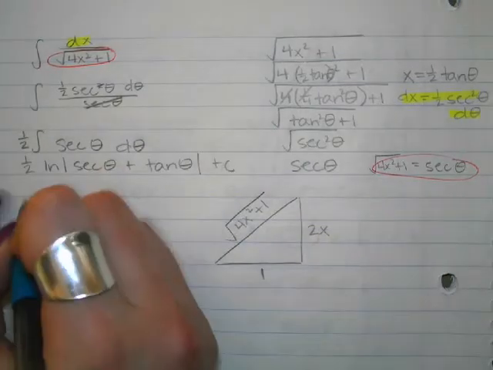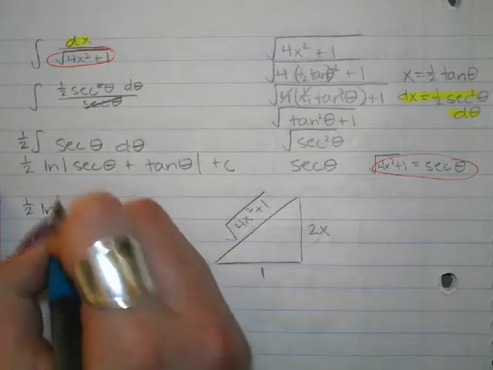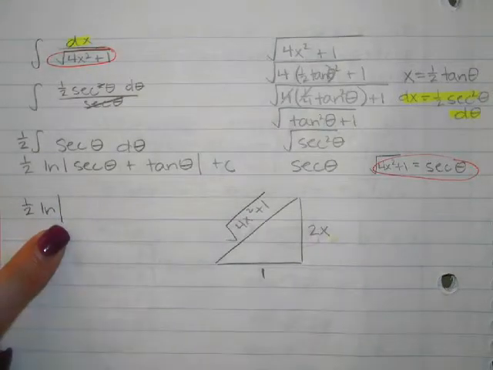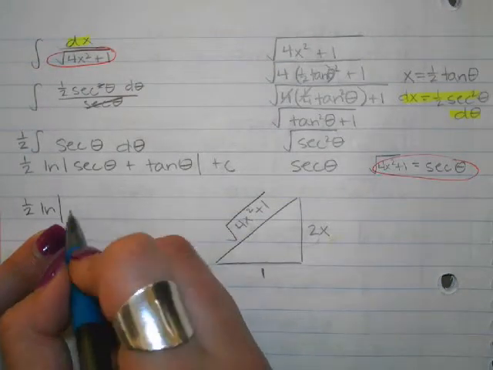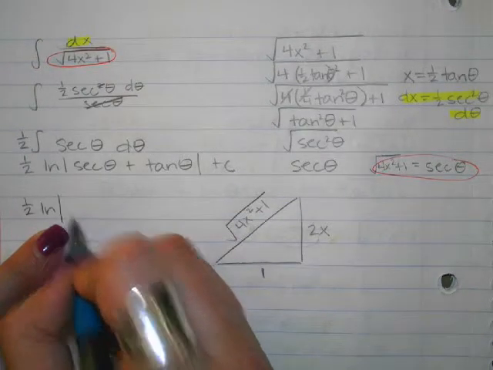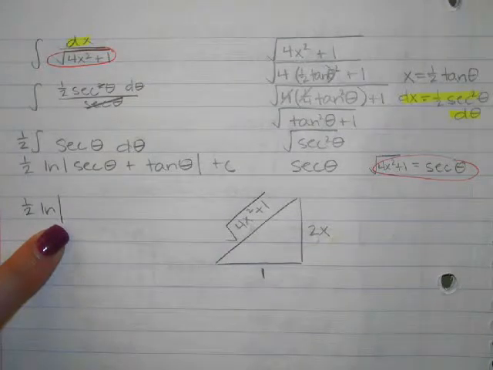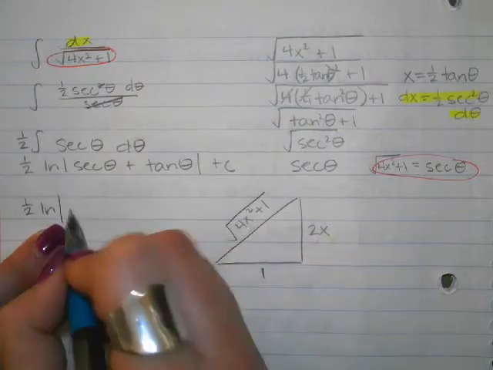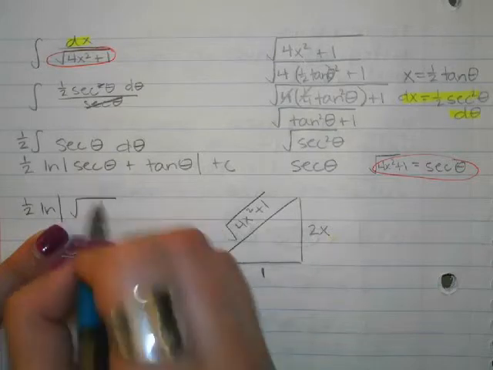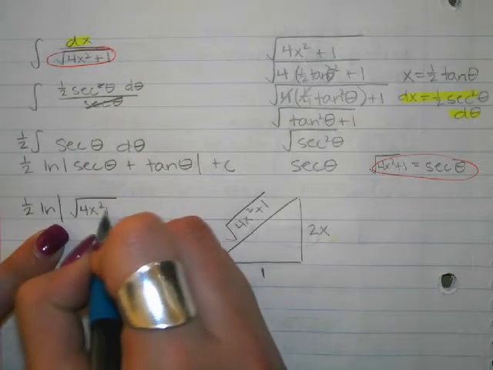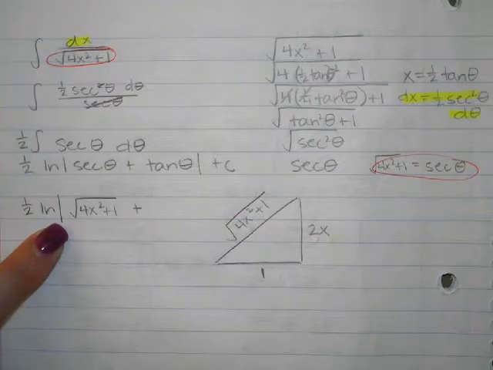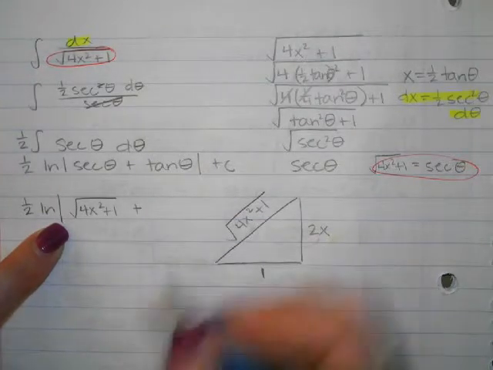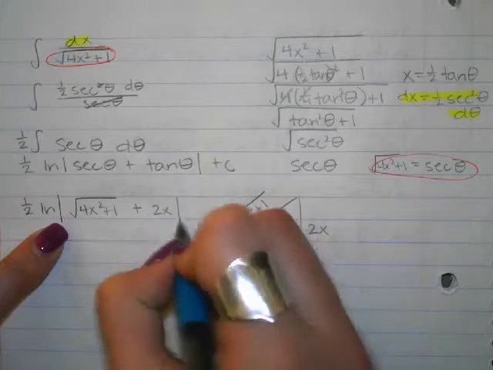So this would be 1/2 ln, and then what are we going to put for secant? Just the square root, right? Because it's secant, not cos. So hypotenuse over adjacent plus tan would be 2x plus c.